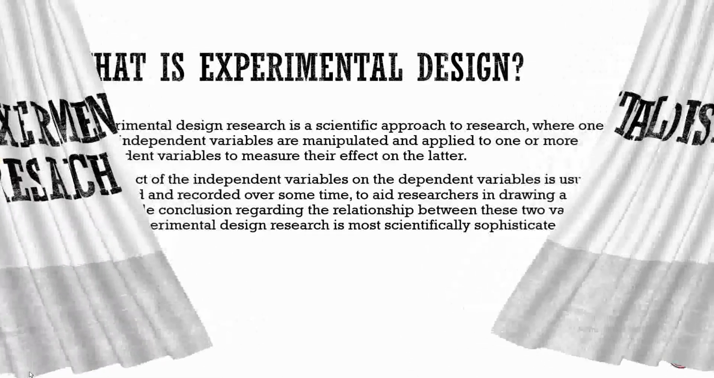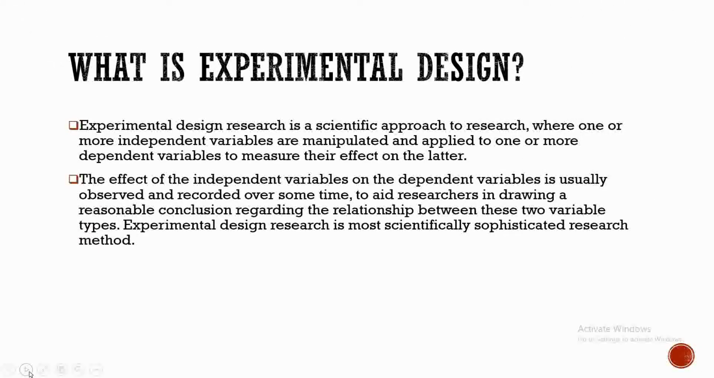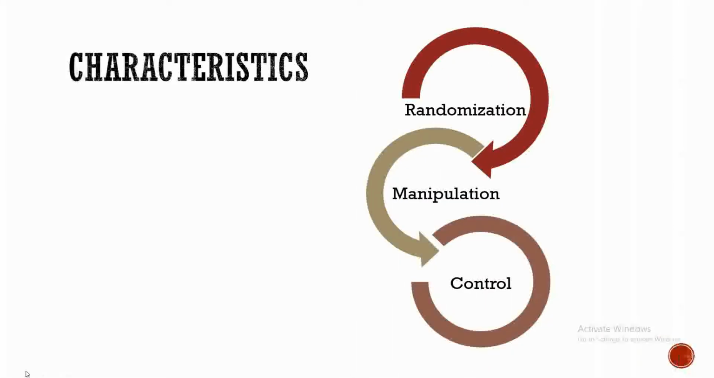In experimental design research, one or more independent variables are manipulated and applied to one or more dependent variables to measure their effect. It is basically a study based on comparisons. The effects of independent variables on dependent variables are recorded and observed for later use. Experimental design research is thus the most scientifically sophisticated research method.